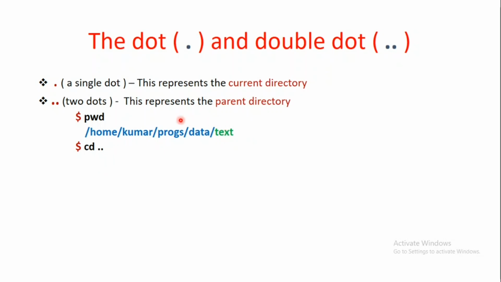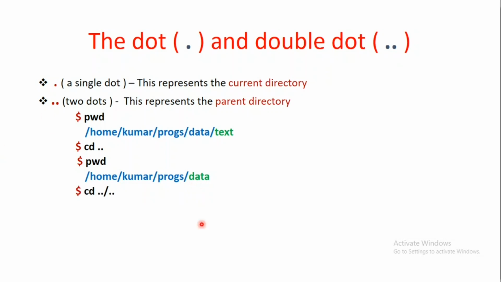And its parent directory is represented by double dot. So what will happen? cd goes to the parent directory. Parent directory of what? The current working directory. So if I execute this command and print my working directory, the current working directory will be changed to data.